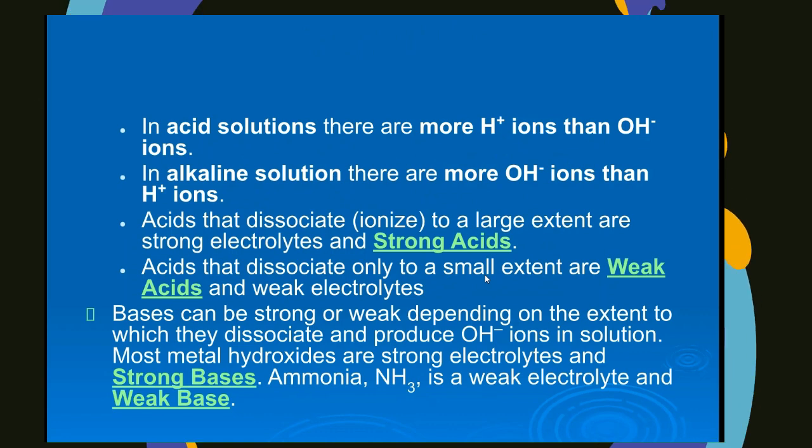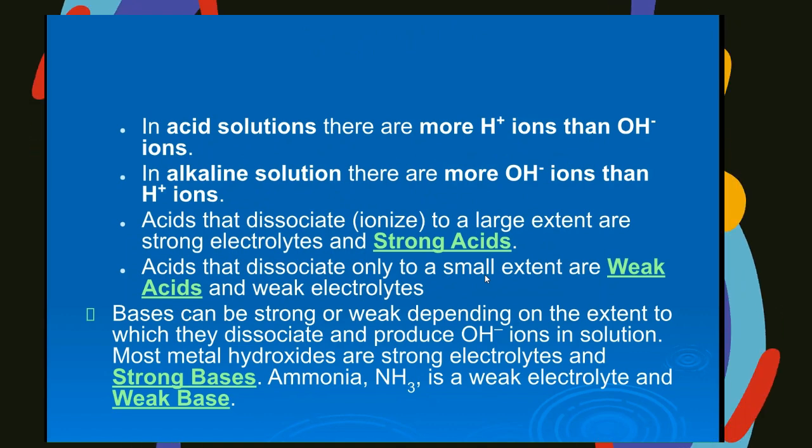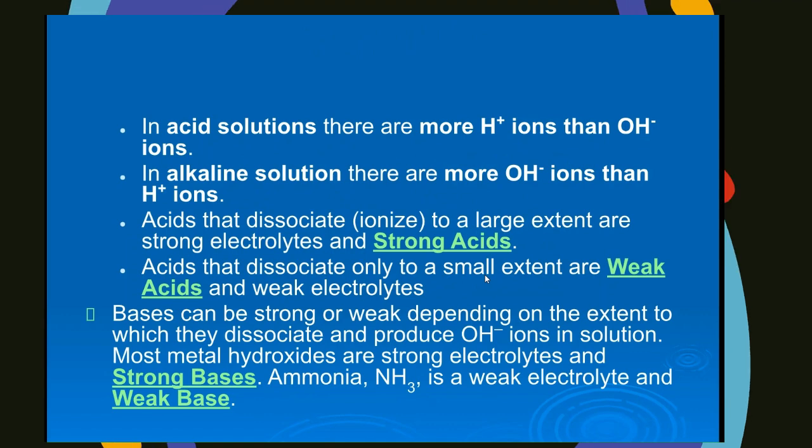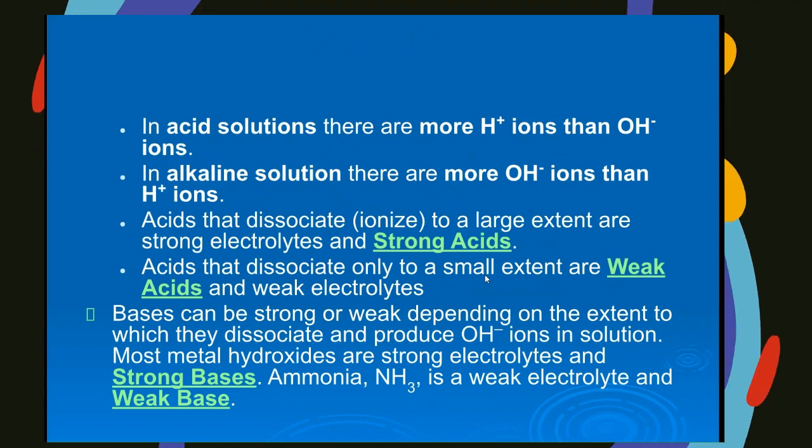So acids that are dissociated or ionized to a large extent are strong electrolytes and are called strong acids. Acids that dissociate only to a small extent are called weak acids and weak electrolytes. Okay, so bases can be strong or weak, same as strong acids and weak acids, right?